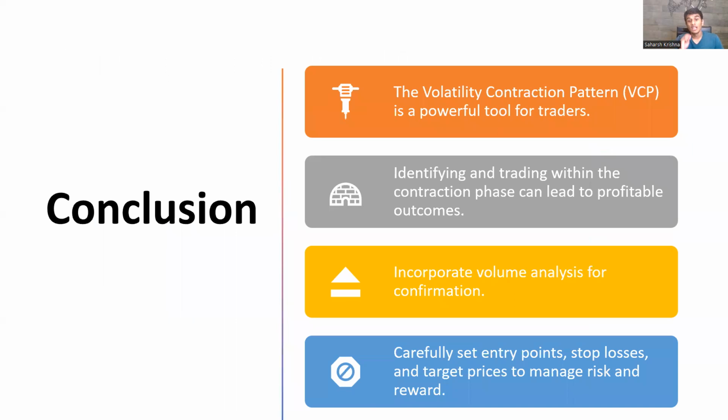The volatility contraction pattern, shortly known as VCP, is a powerful tool for traders. Identifying and trading with a contraction phase can lead to profitable outcomes. Incorporate volume analysis for confirmation. Carefully set entry points, stop losses, and target prices to manage risk and reward.